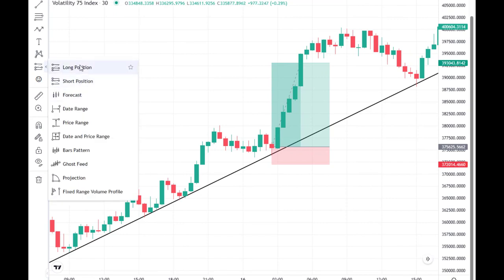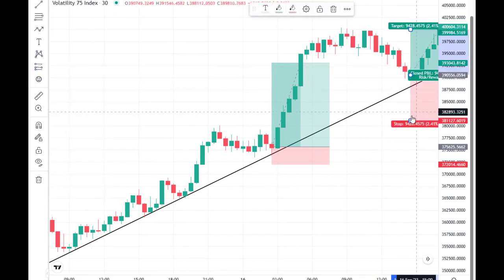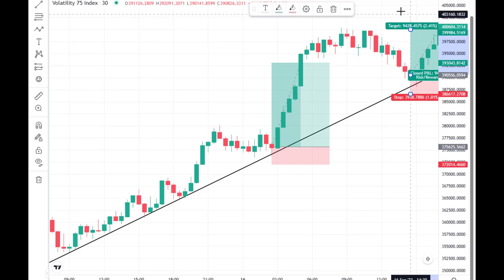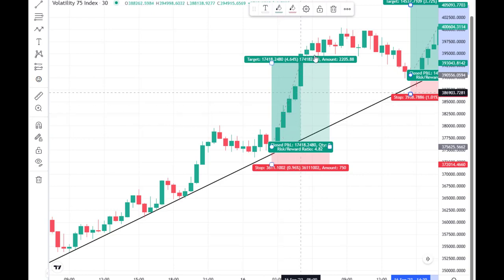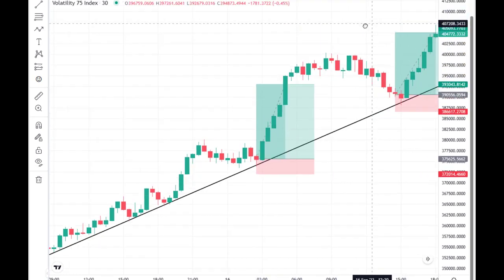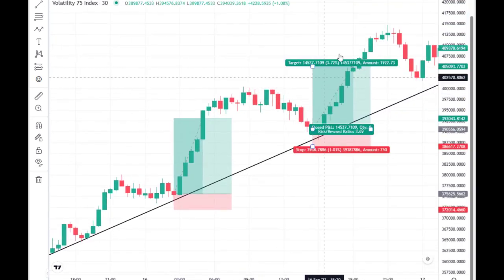Once you take a long trade, just place your stop loss below those candlesticks. Sometimes you can place your target based on this previous high, and then you extend it. Or you can extend based on this move: you measure this move and then you extend. All right, see that price move. Look at how price moves powerfully, guys.